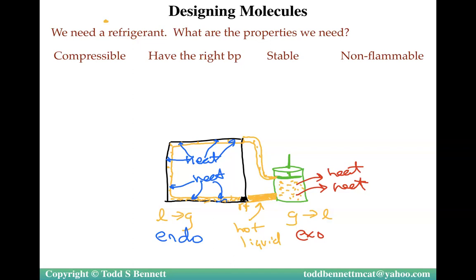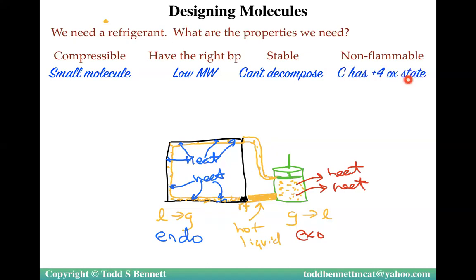To be stable, it's got to have bonds that are not highly reactive. Have the right boiling point. I need to pick the right device or correlate the boiling point to the device I need, and then pick the right molecular weight. And in compressible, again, it needs to be small. So a small molecule, low molecular weight to have a low boiling point. I'll adjust the polarity accordingly. It cannot decompose, and it cannot catch fire, meaning it has to be a +4. So some things to worry about.